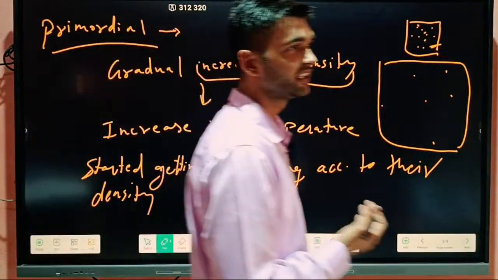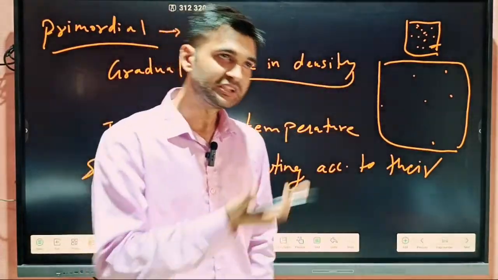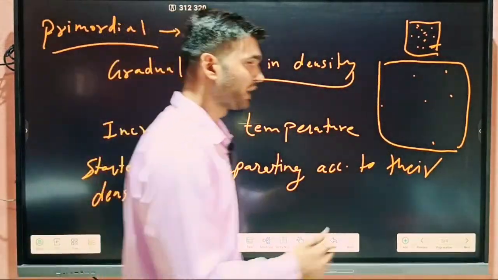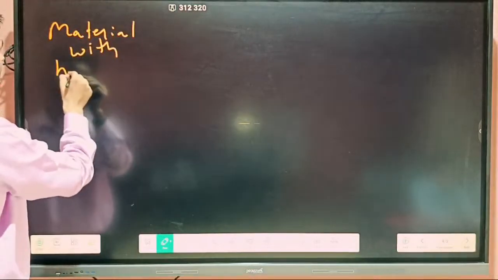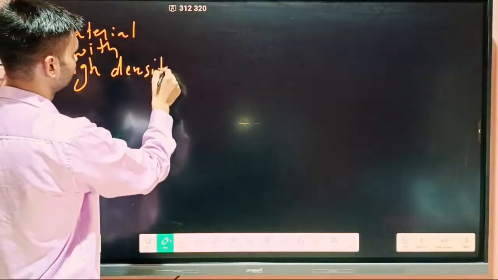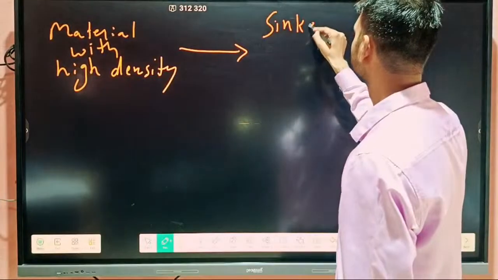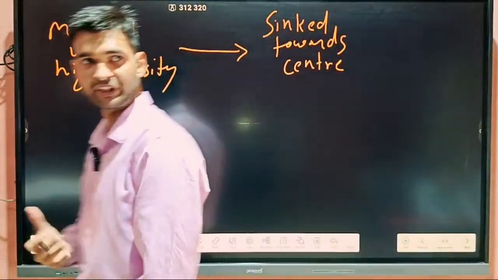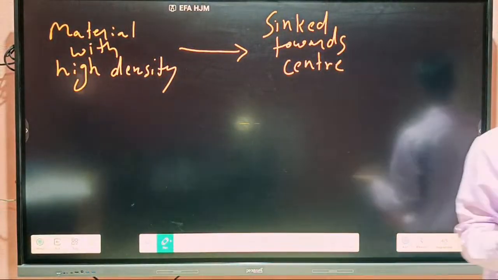Okay, it is common sense, tell me, the heavy materials, where will they go? The heavy things will go towards the bottom, they will sink down, right? So heavy materials, or materials with high density, sink towards the center. And that is why you can still observe the center of Earth, that is the core, is made up of heavy materials, Nife, nickel and iron.